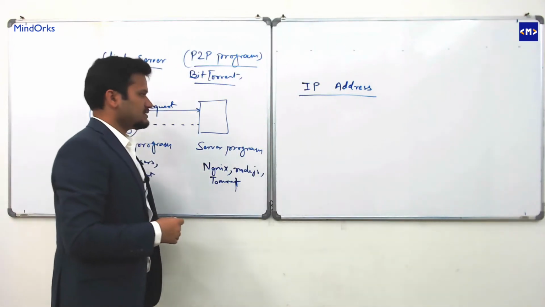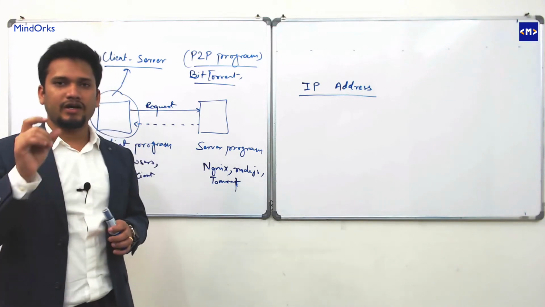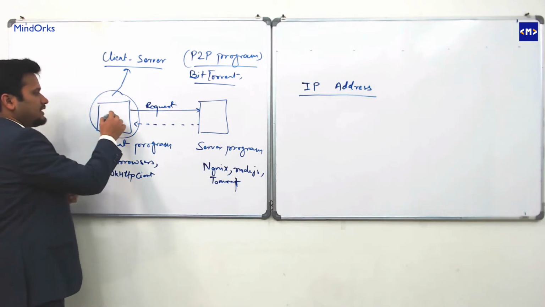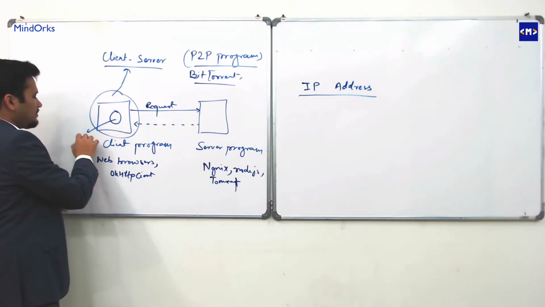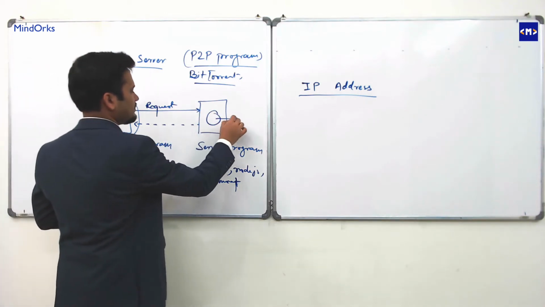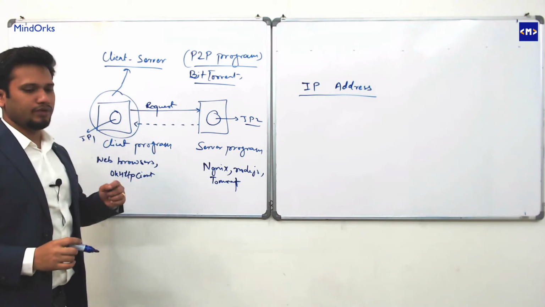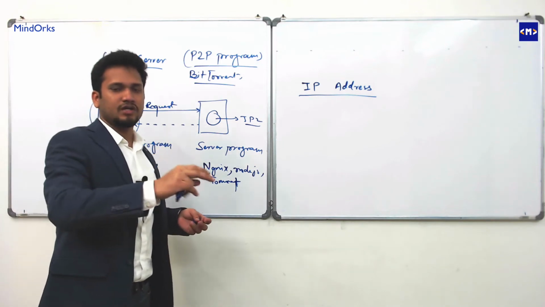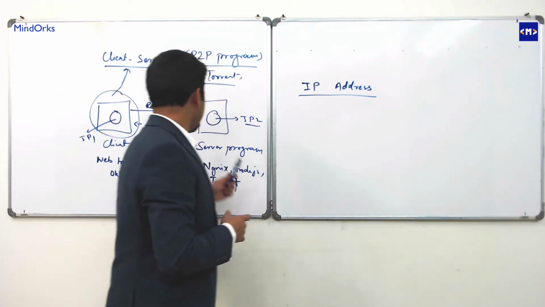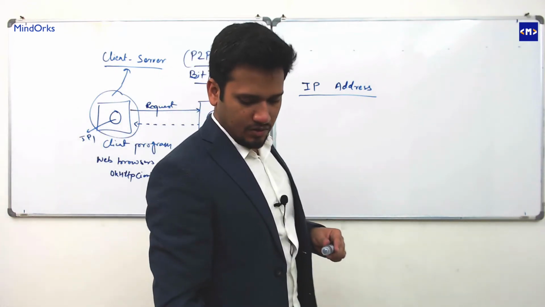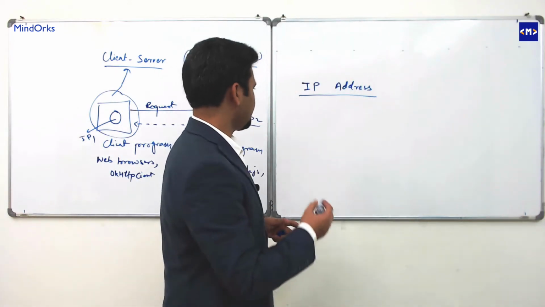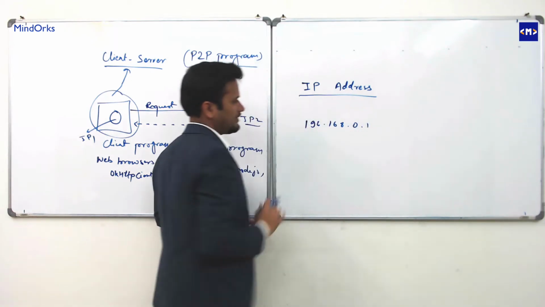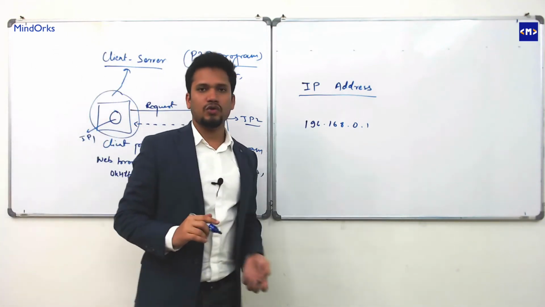All the devices on this network must have a unique IP address. For example, suppose this was an end system, this was one computer, this must have some IP address, and this computer must have another IP address, and they must be unique. If IP addresses collide, both systems are turned off the network until they resolve the duplicate IP addresses. If you see an IP address, it will be something like this. You must have identified this as the IP address of your local host.